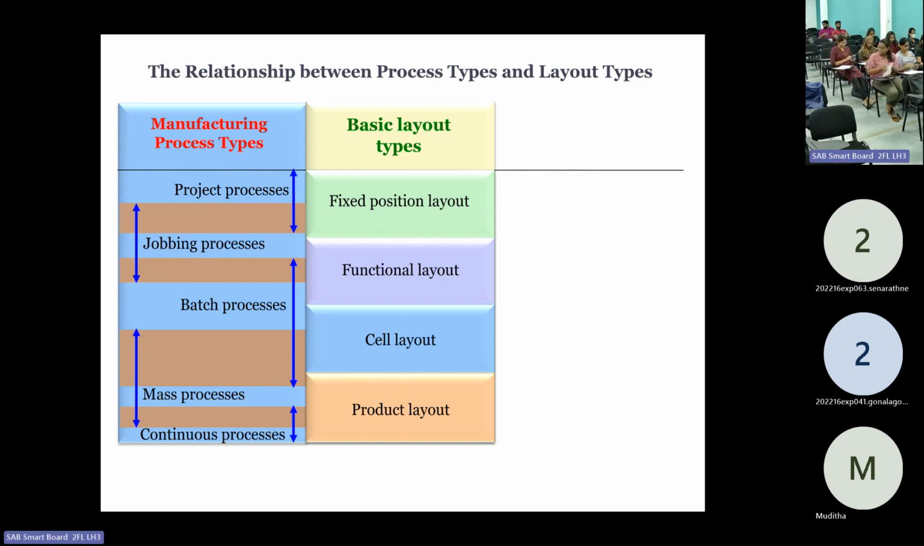Now, looking at the scope for the project processes, the scope for the arrow, right? It summarizes that for project processes, mostly the fixed position layouts are used. Can understand it, no need to write down. Why I'm saying so? The arrow only refers to the fixed position layout, the scope covered.